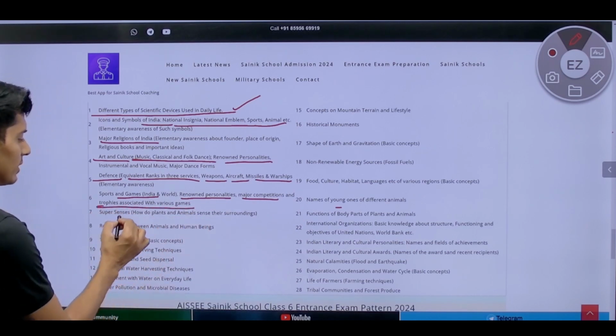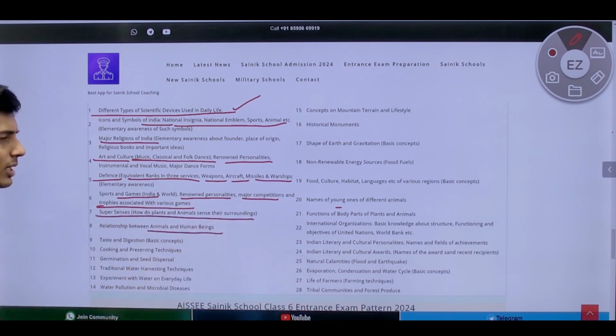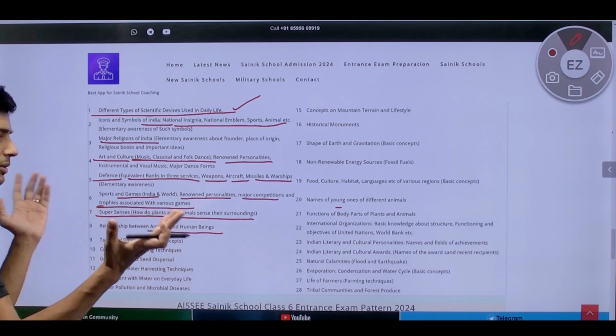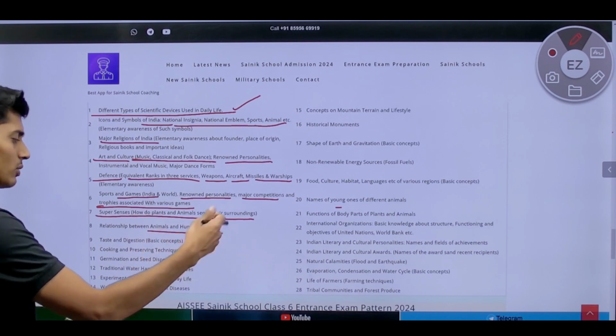Then you have super sciences. This is from general science, relationship between animals and human beings. Any single question can be asked from this particular. It is such a vague name of the chapter. Relationship between animals and human beings could be anything.